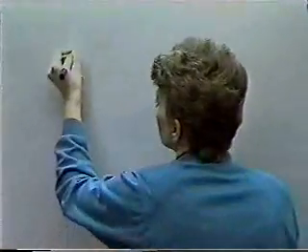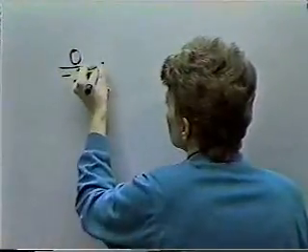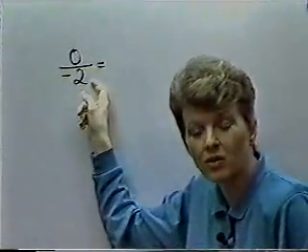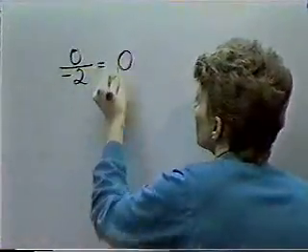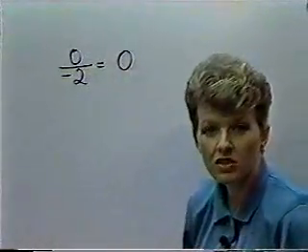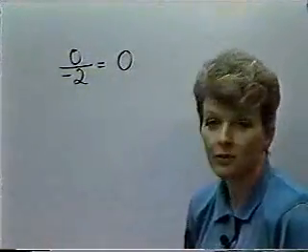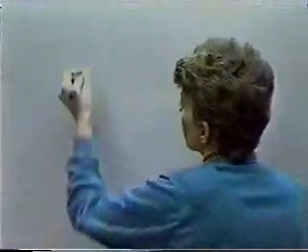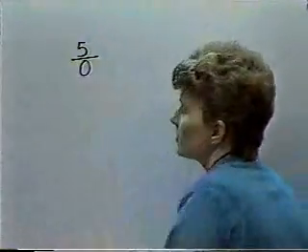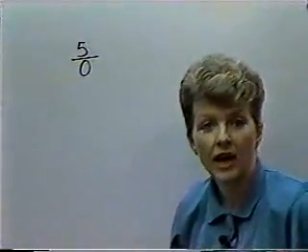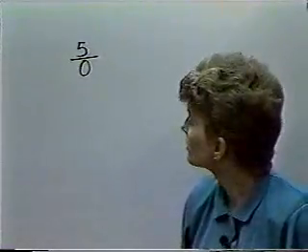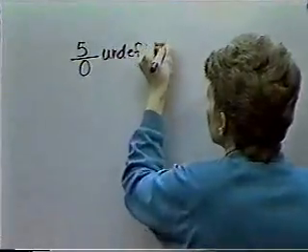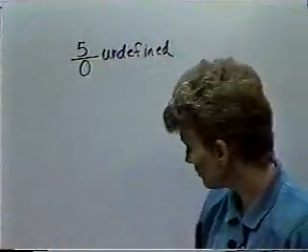If I have 0 divided by negative 2, well, 0 divided by any real number other than 0 will give you a quotient of 0. So for 0 divided by negative 2, my quotient is 0. And then don't forget, if 0 is in the denominator, for example, if I'm trying to simplify 5 over 0, that would be undefined. Okay?